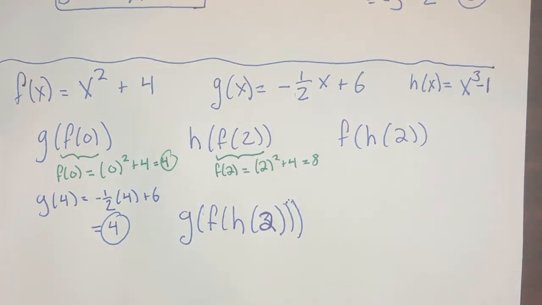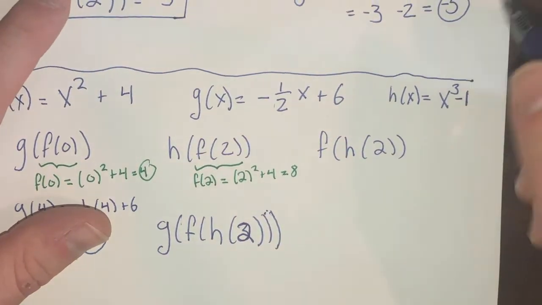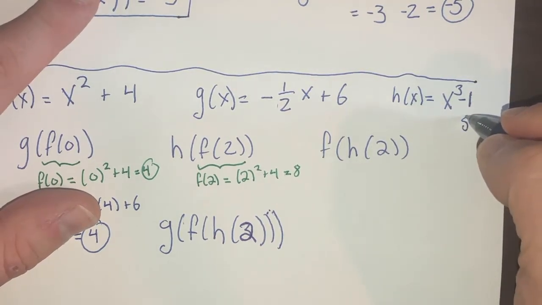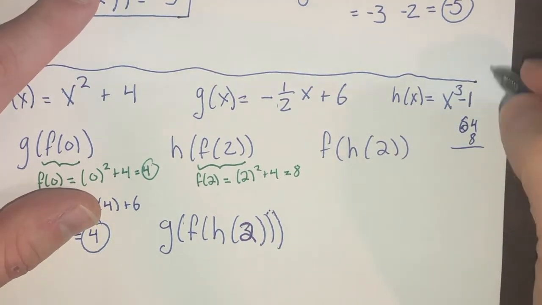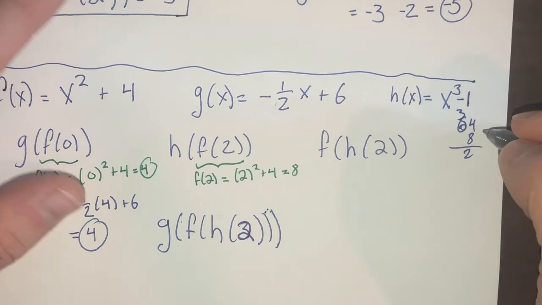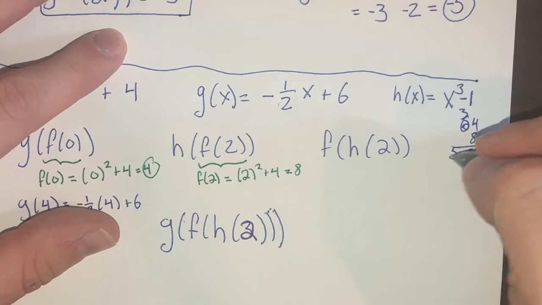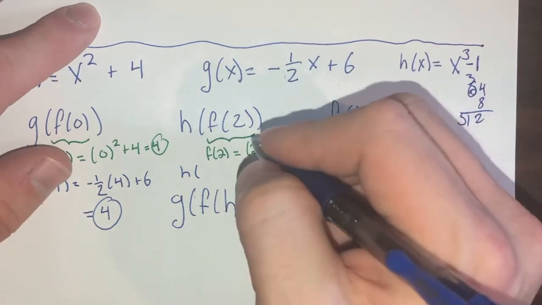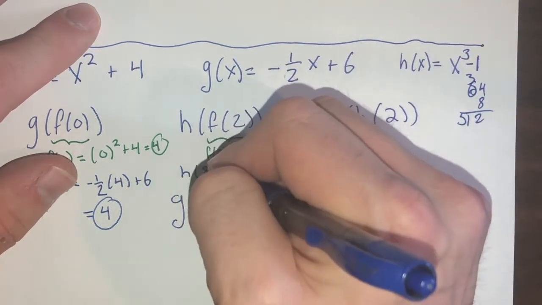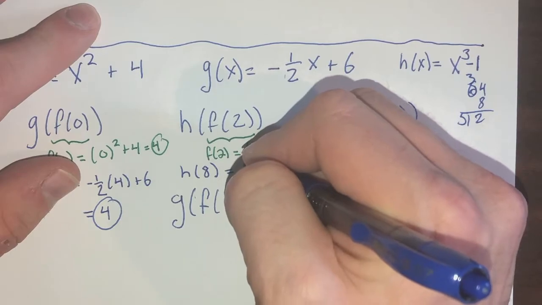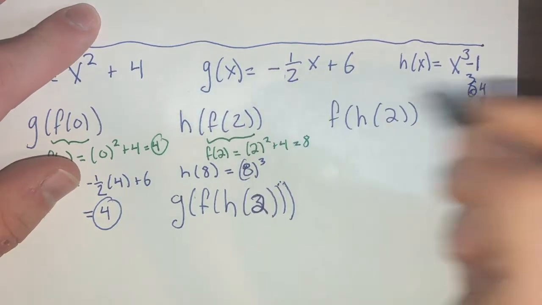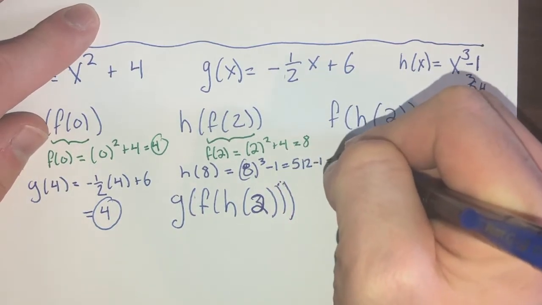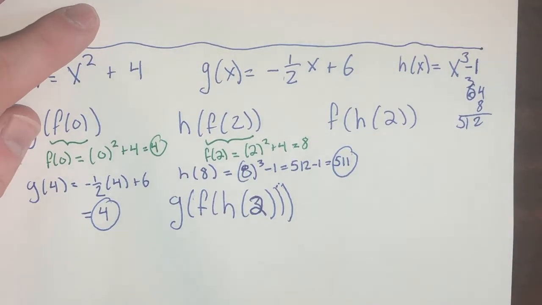Now for this one you might need a calculator. That's not an easy one, so I'll do a little bit of arithmetic over here, okay? So I've got 8 squared, that's 64, and I'll just do 64 times 8 real quick. So that's 32, that's 48, 512. So h of f of 2 is the same thing as h of 8, which is 8 cubed minus 1, which is 512 minus 1, which is 511.